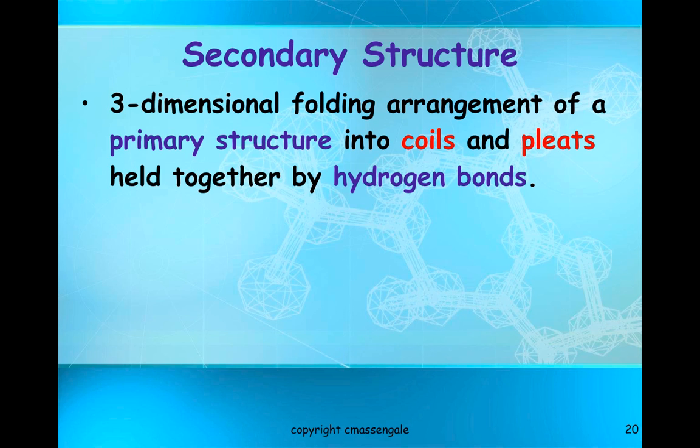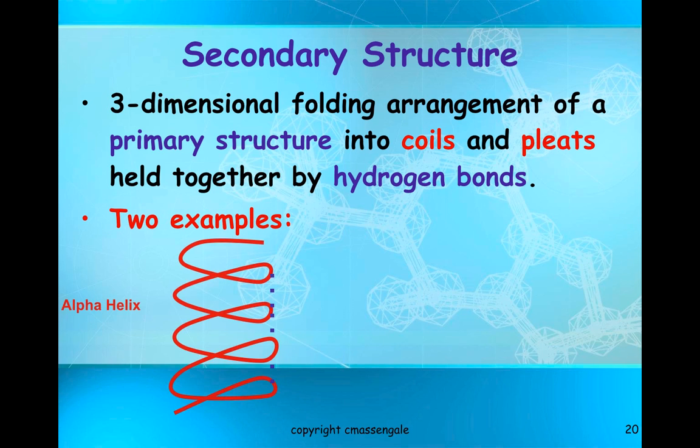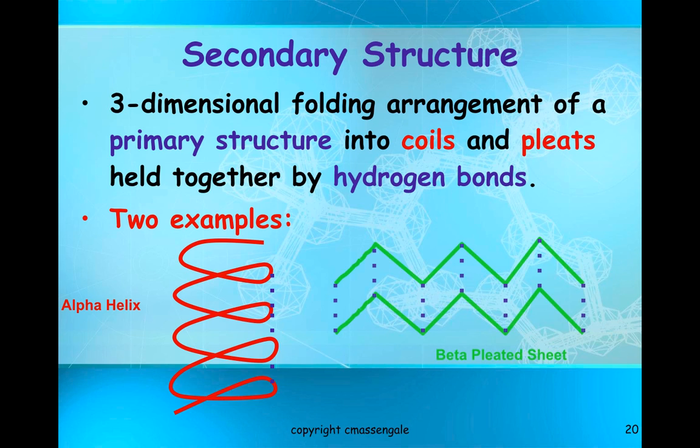Secondary structure, there's three-dimensional folding of the primary structure into coils or pleats, and they're held together by hydrogen bonds. So if you remember in class, I took that paper and I folded it into a fan. That's what a pleat looks like. And a coil is kind of like a spring. So here's our two examples, an alpha helix and a beta pleated sheet. And those are hydrogen bonds that keep them in that shape. Just to reiterate though, they still have the amino acids, they still have the peptide bonds.